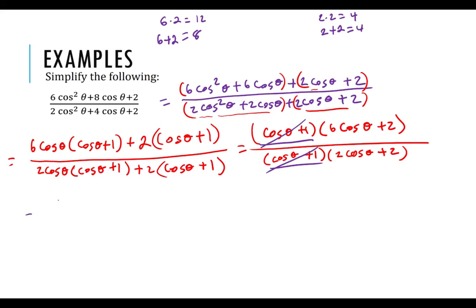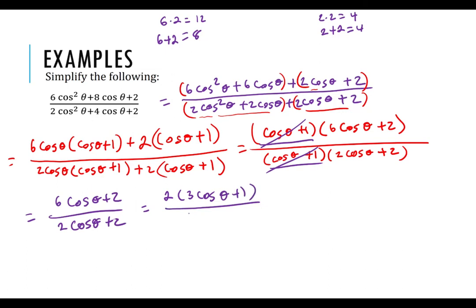So then I'm just left with 6 cosine theta plus 2 divided by 2 cosine theta plus 2. The question then becomes, can I simplify it further? And I claim yes, there's another greatest common factor I can factor out. So in the numerator, let's factor out 2. That's going to be 2 times 3 cosine theta plus 1. And in the denominator, that's going to be 2 times cosine theta plus 1.